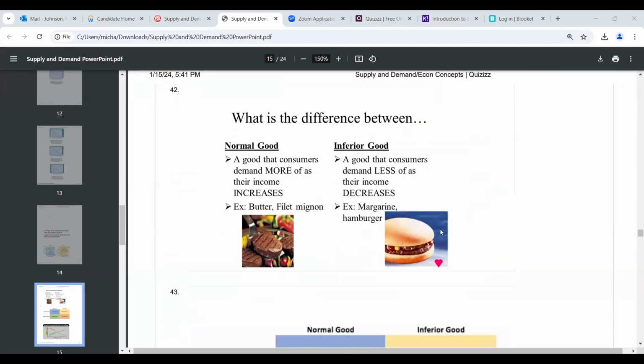So what is the difference between normal good and inferior good? I'll ask you, what is the difference between normal good and inferior good here?